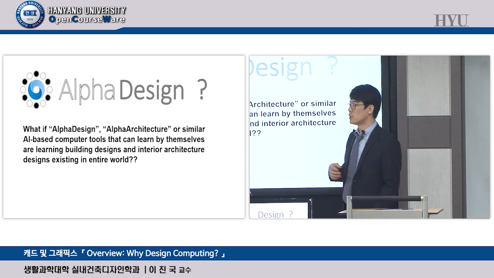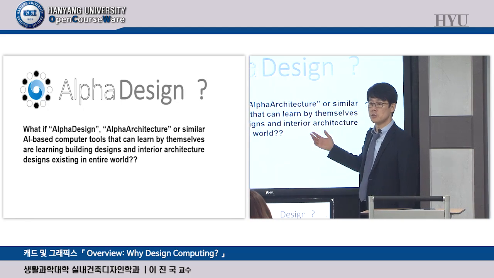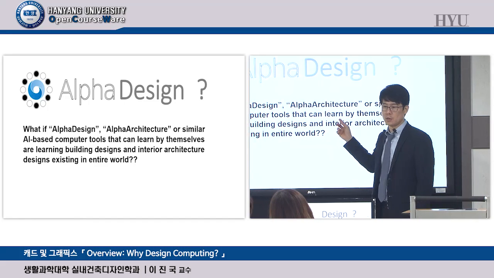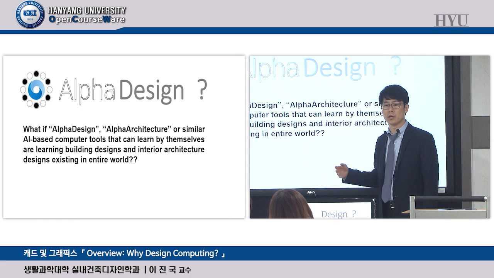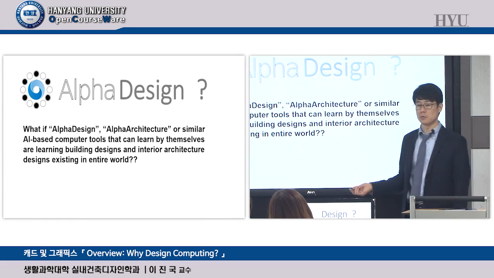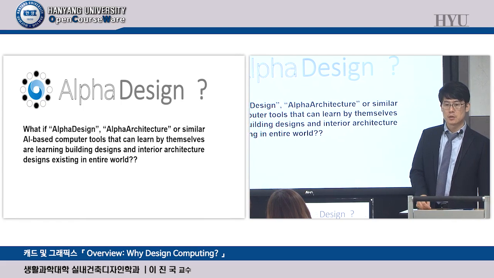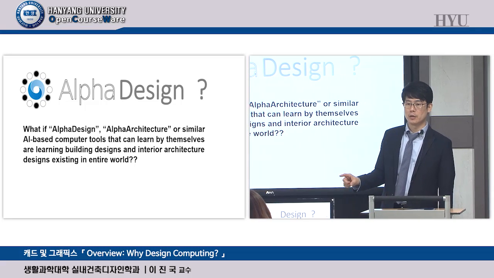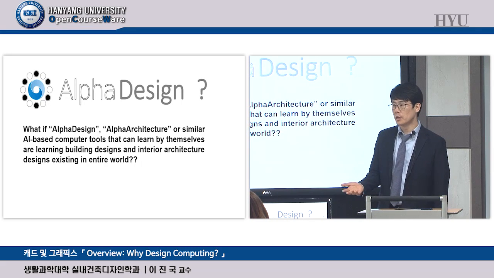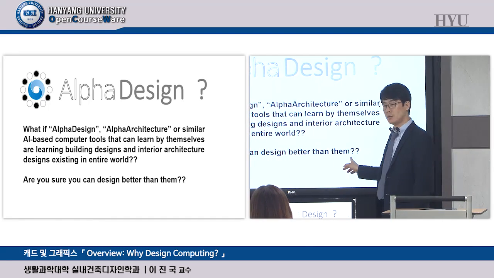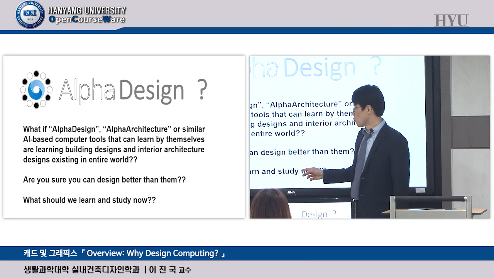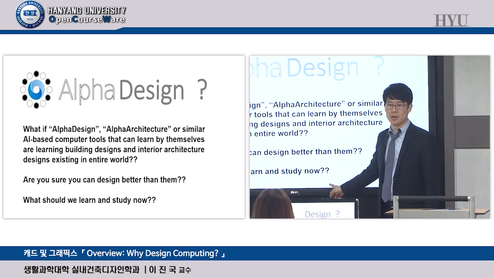And you know what? I'm the man who's working and researching in this area too. Now I'm involved in some AI-based design rule checking project funded by the Korean government as well as some other funding resources. Something about AI, okay, for design. That is the eventual goal of design computing. Are you sure you can design better than those machines, those computer software? What should we learn and study now?